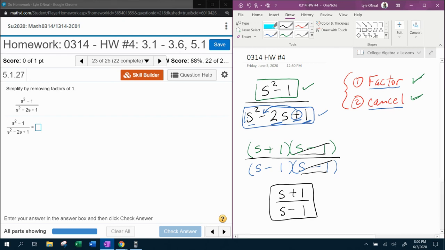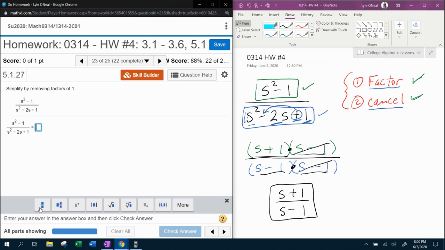The s minus 1s, they were being multiplied by other stuff. These s's, they're not being multiplied by the 1s. They're added and subtracted. So these s's are terms, and you cannot cancel terms, but you can cancel factors, okay? And so that's how I know when to stop. Part of math is knowing when to stop, okay?